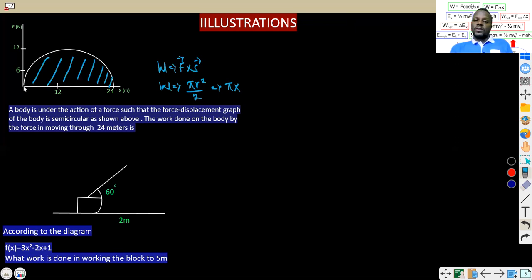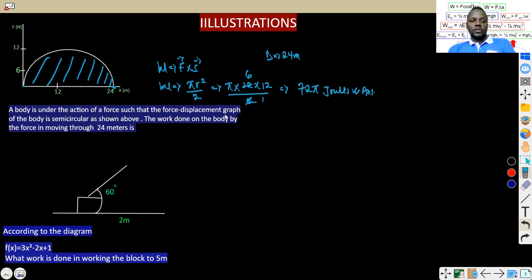So the radius of this thing, see, from here to here is 24 meters. The diameter. Radius is half of diameter. Diameter is 24 meters. Radius will be 12. So I have pi times 12 times 12. Everything we are dividing by 2. So directly you can say 144 by 2, or you say 2 into 12 is 6, 6 times 12 is 72. So you say 72 pi measured in what? In joules. Work done is measured in joules. And that will be the question answer.